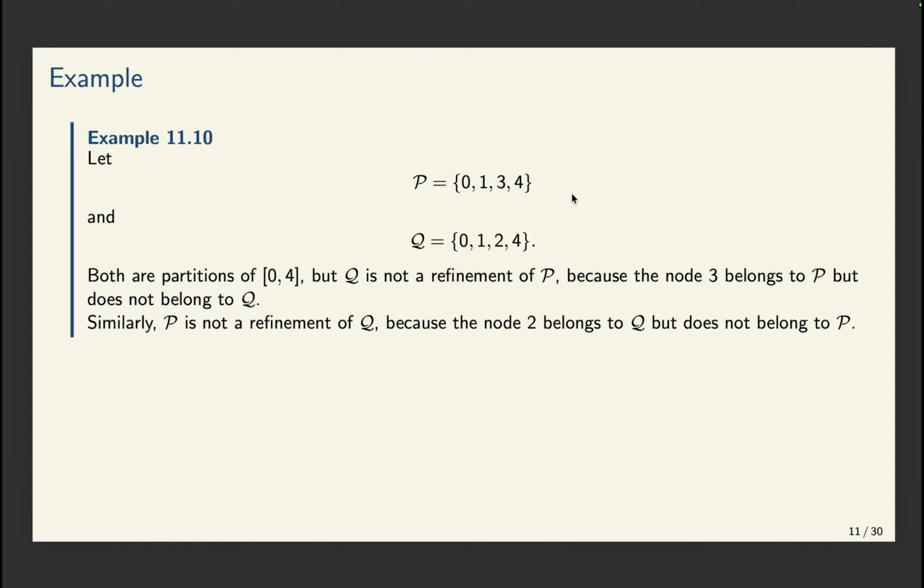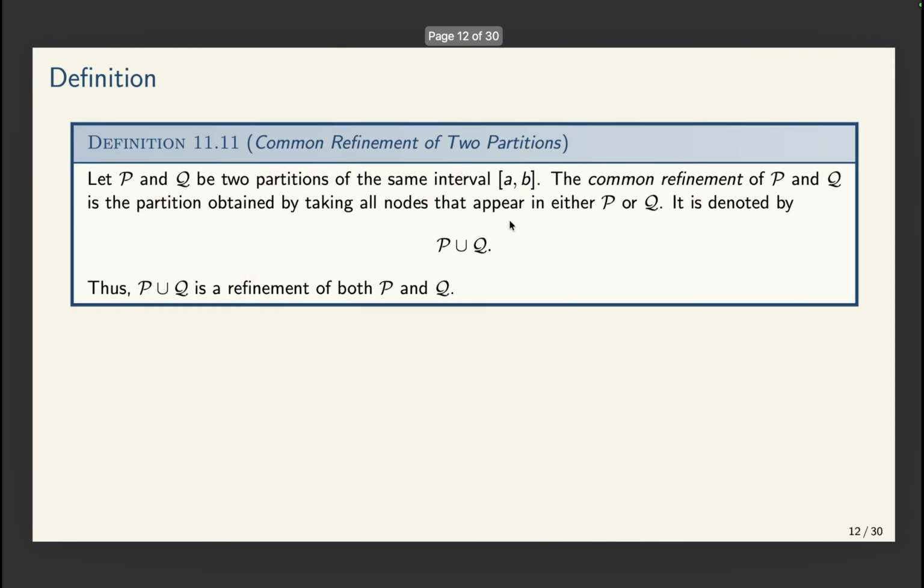So here, which one is a refinement of the other one in this example? None of them. Because P is not a subset of Q because of the existence of 3, and Q is not a subset of P because of the existence of 2, for example. So none of them is a refinement of the other.